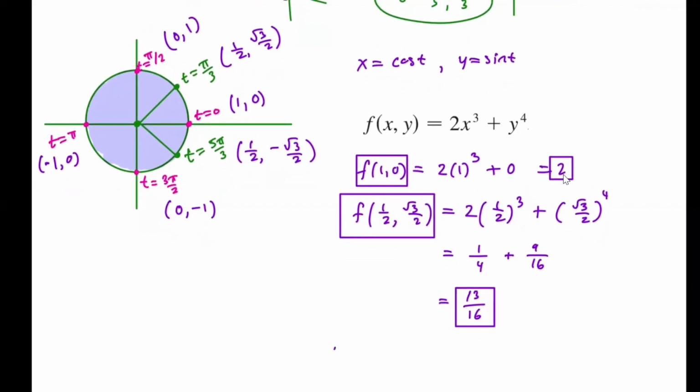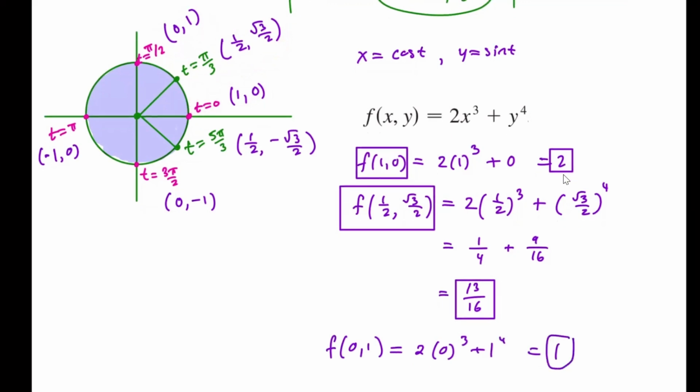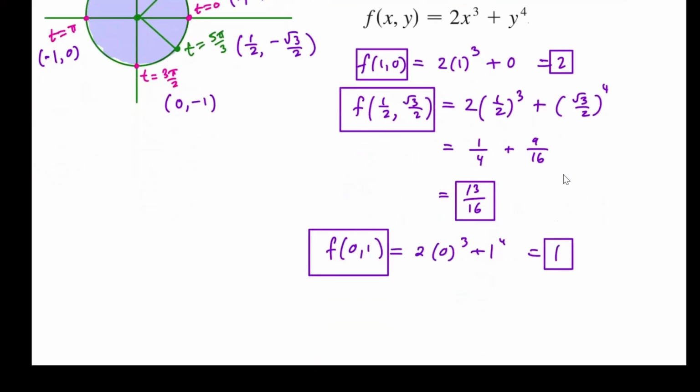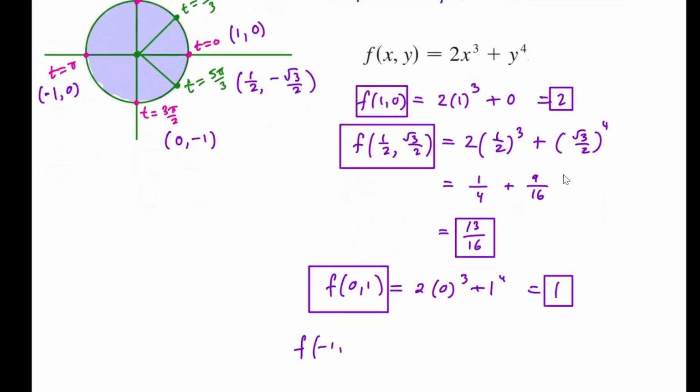Then we're going to find f at, so we did this one, now let's find that one. At 0, 1, that's 2 times 0 cubed plus 1 to the 4th. That would be 1. All right, let's hold on to that as well. Then we're going to go into this one right here. We have f evaluated at -1, 0. 2 times -1 cubed plus 0. That would be -2.